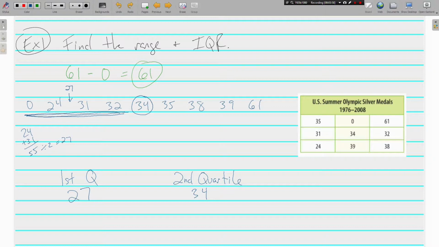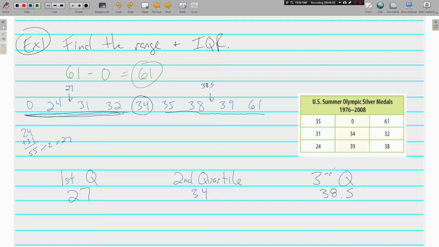Okay, same thing for the third quartile. It's going to be the median of the upper half. 34 divides it in half, the lower half, the upper half. 34 is right in the middle. So the median of the upper half, what's right in between 38 and 39? 38 and a half. Okay, our third quartile is 38 and a half.